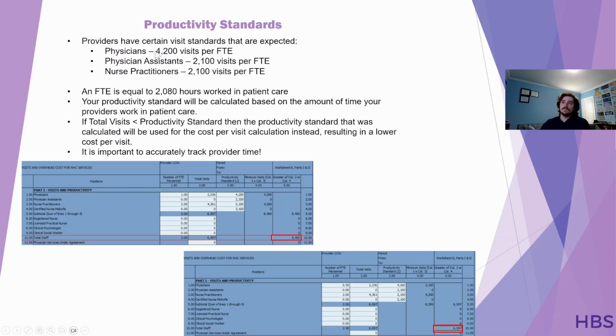So in this case, if you have a full-time physician, which would be 2,080 hours a year, they should be seeing 4,200 visits. Physician assistants would be 2,100 visits per FTE, and the same for nurse practitioners, 2,100 visits per FTE. So your productivity standard is calculated based on the amount of time your providers are working in patient care.